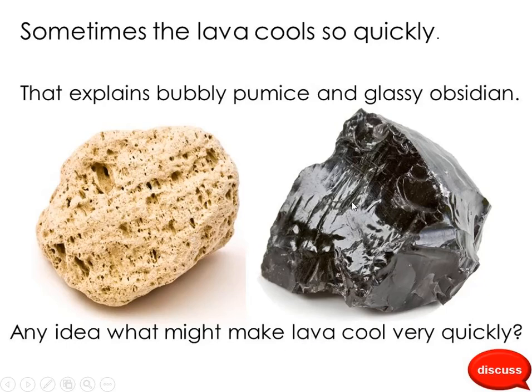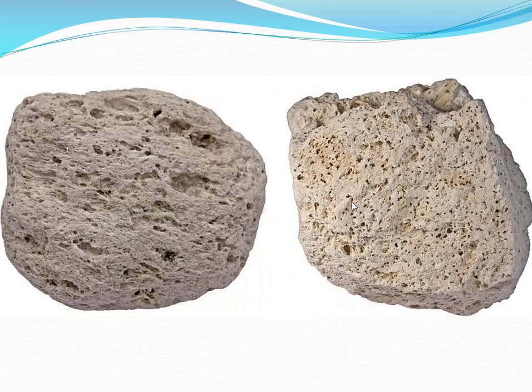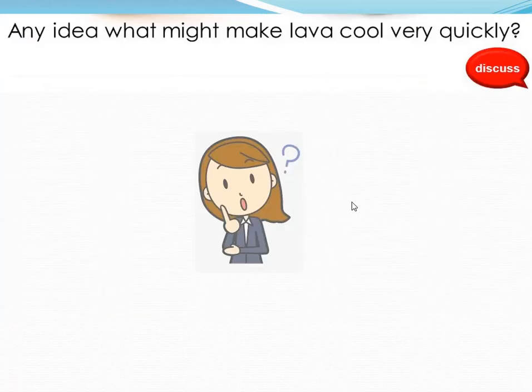It's too hot, teacher. You said that it has a very high temperature. How can it cool that quickly? Okay, you will answer this. I want you to think about what makes the lava, when it's very hot, coming out of the erupted volcano, cool down very quickly. Think about this. Okay.